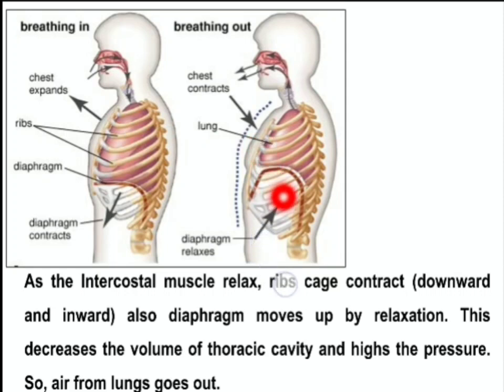At the same time, the diaphragm will relax and it will move up, it will go upside. So these two things are going to reduce the thoracic cavity, and because of this the volume of the thoracic cavity decreases and the air present inside the lung will go outside like this. So this is exhalation, and earlier we have discussed inhalation. So breathing in and breathing out, this is the mechanism of breathing.